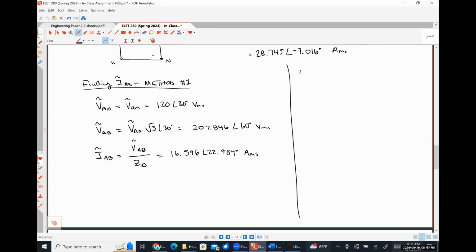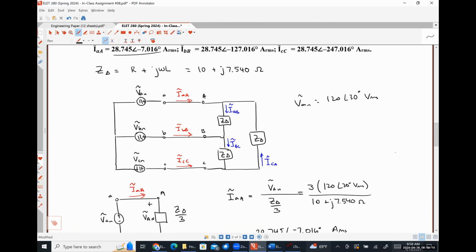So I'm just going to put a line over here. And we're going to hit method number 2 now. So for method number 2, what I'm going to do is I'm going to apply Kirchhoff's current law. So I'm going to apply KCL at, actually, let me expand things here. This node right here. Okay. So I have a current of IAA flowing in. I have a current of ICA flowing in. And I have a current of IAB flowing out. Are we all okay with that?